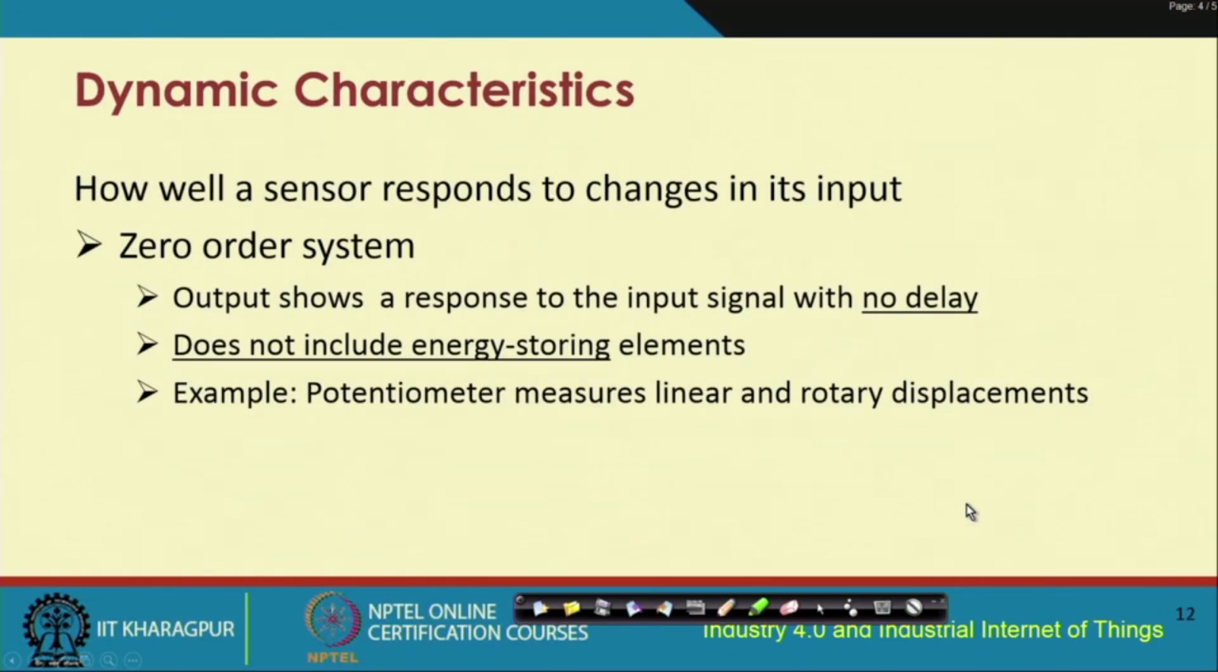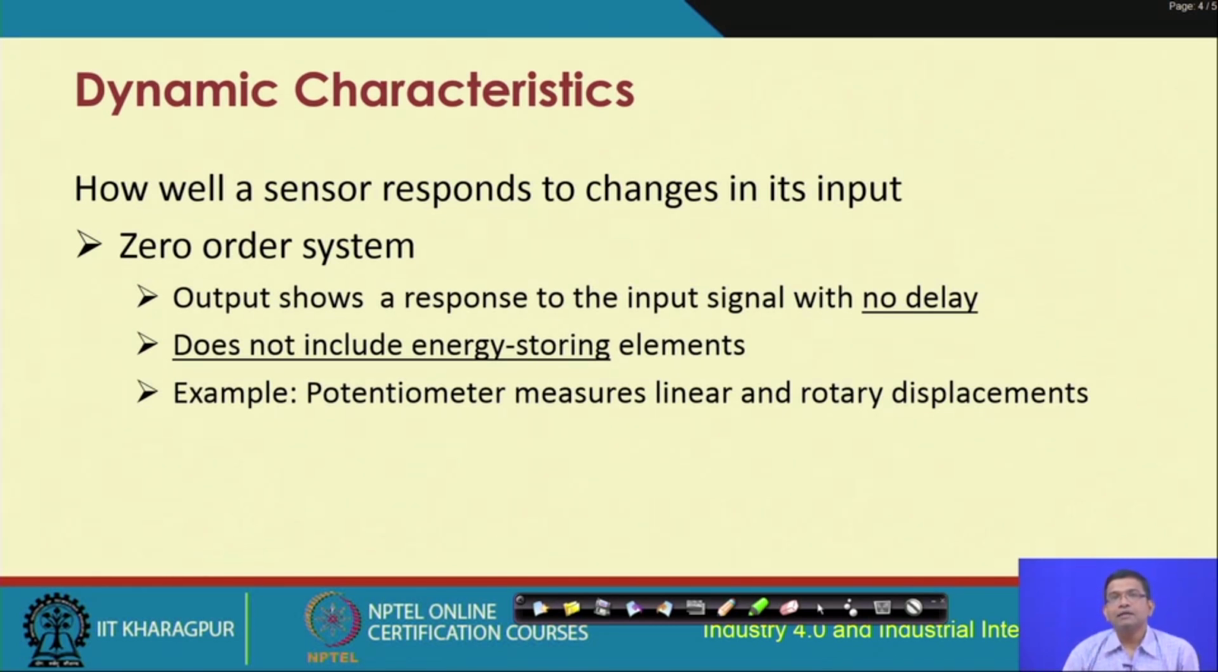Now, let us come to those were the static characteristics. Now, let us come to the dynamic characteristics. Dynamic characteristics is about if you are changing the inputs, how well the sensor responds to its changes in the input. So, the transients that are received are captured through the dynamic characteristics.